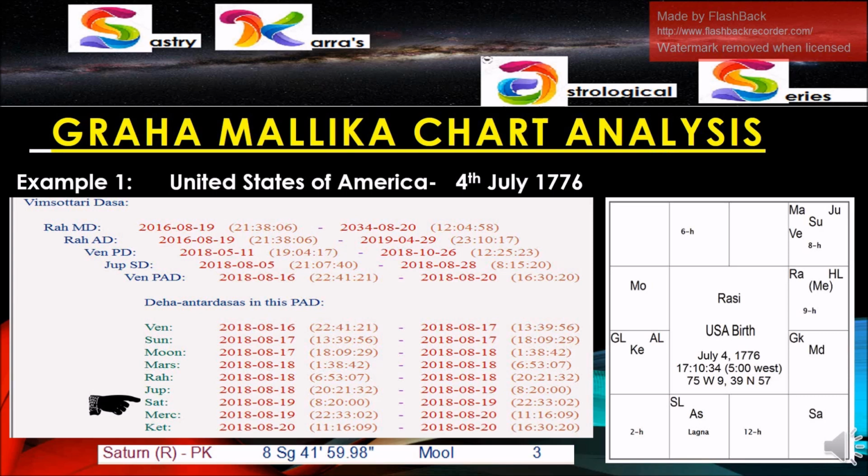When you go to the Dehantara Dasa on 19th of August, it runs from around 8 o'clock in the morning all the way till close to midnight, 22 or 23 hours. That means on that particular day, the whole day, it's Saturn's Dehantara Dasa running for this country. It's Rahu Mahadasa, Rahu Antaradasa, and Saturn's Dehantara Dasa.